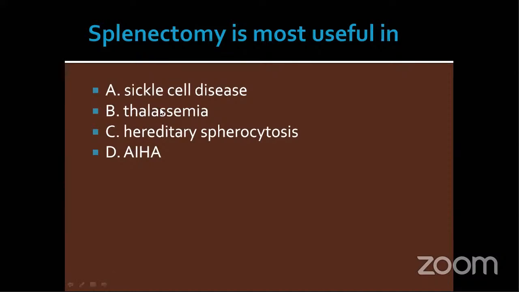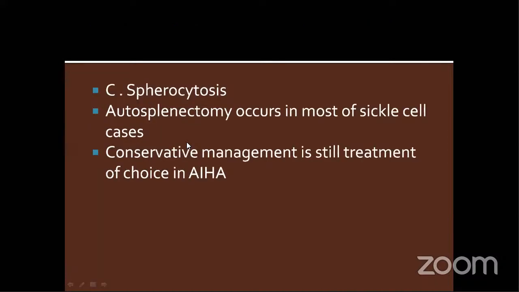So it is most useful in hereditary spherocytosis. It has been asked many times. And also, why not autoimmune hemolytic anemia? Because conservative management is still the treatment of choice. You have medicines to treat, whereas in hereditary spherocytosis, the response to medical management is very poor.